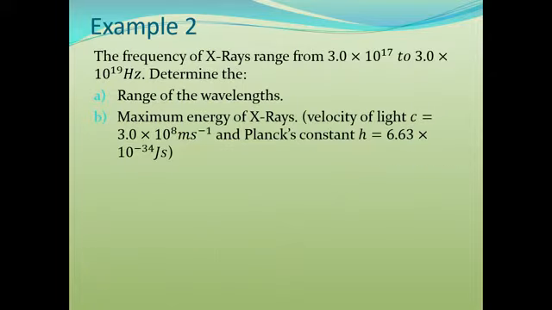Second example. May pause the video if you don't mind to be able to work that out. Now, beginning with the first question: the frequency of X-rays ranges from 3.0 by 10 power 17 to 3.0 by 10 power 19 hertz. Determine one, the range of wavelengths, and two, the maximum energy of X-rays, and you have the various constants there. Let's begin.